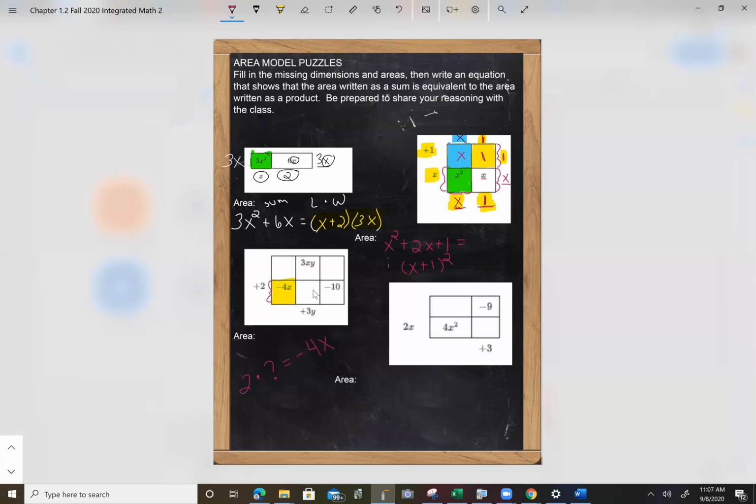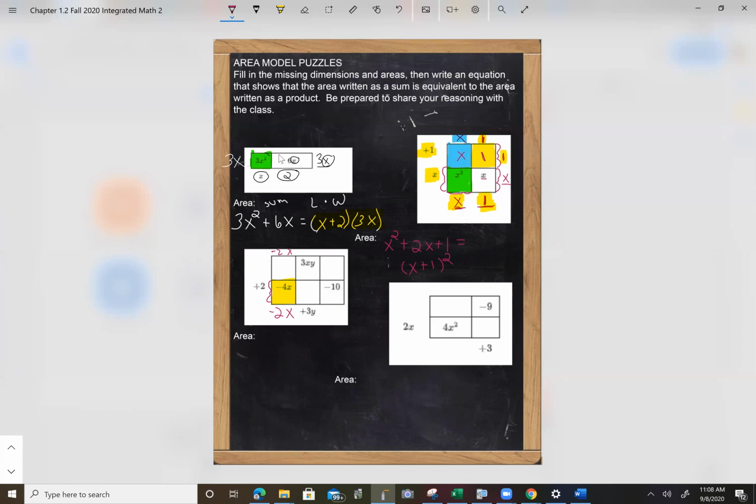Well, first of all, we know that that question mark has to have an x in it, because we need an x in our output. We also know it's going to have a negative, because how else would we get a negative if the 2 is positive? And then we know we have to get 4. So 2 times what is 4? 2. So 2 times negative 2x is equal to negative 4x. So if one side of that yellow box is 2, the other side has to be negative 2x in order to get negative 4x as the area, okay? And then don't forget, once we know that one side is negative 2x, I also know that this side is negative 2x, because it's a rectangle.